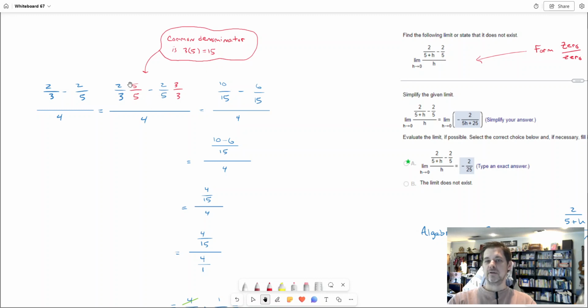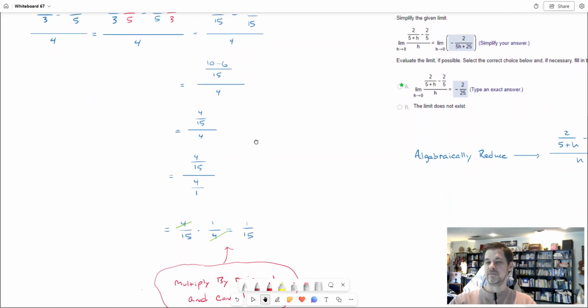Okay, so I multiply this fraction by 5 over 5, which is just 1. I'm not changing the number. I'm changing the denominator, but I'm not changing what that number is. And here I multiply by 3 over 3, which is also 1. Okay, and that gets me my common denominator of 15 without changing what any of these numbers actually are. So now I've got 10/15 minus 6/15. Okay, so to subtract, now that I have a common denominator, it's going to be 10 subtract 6 over 15. That turns out to be 4 over 15.